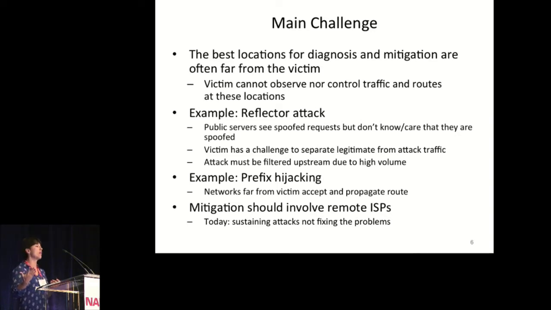And the thing they have in common is that they are really hard to mitigate and diagnose from the victim's perspective, because the victim needs to observe traffic and routes in remote networks to diagnose the attack sometimes, and to mitigate it, it needs the help of the remote networks for the mitigation. In the DDoS case, to drop the traffic. In the BGP prefix hijacking case, to fix the routes that have been polluted.